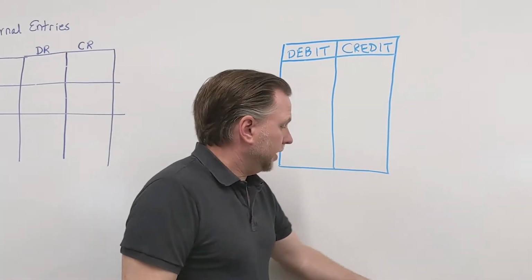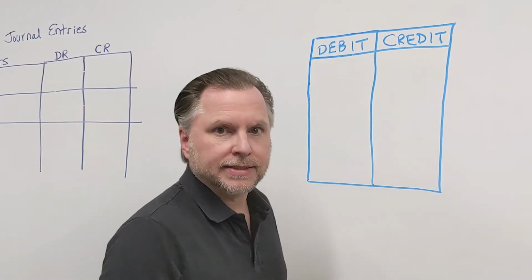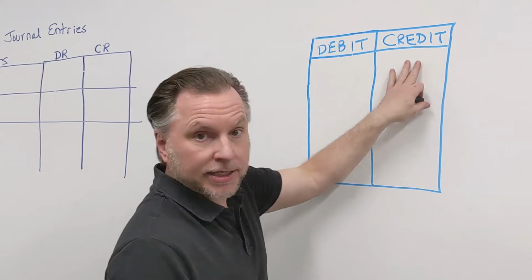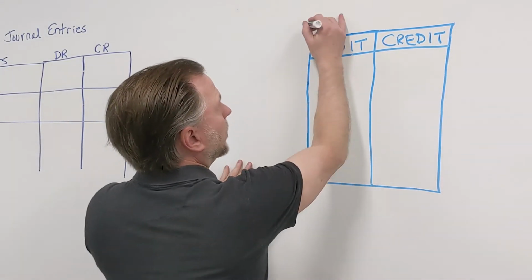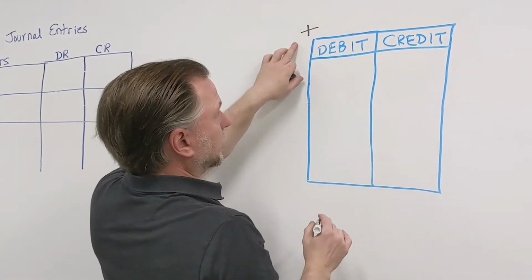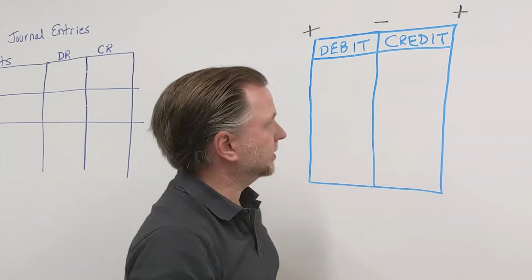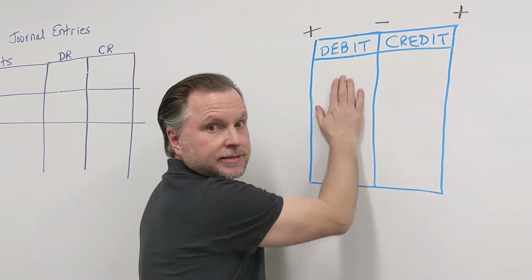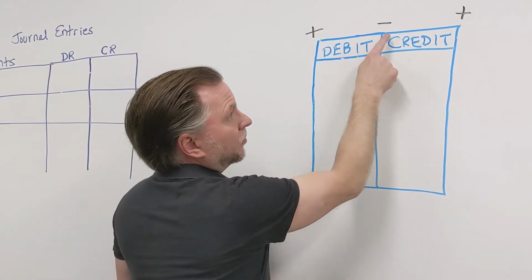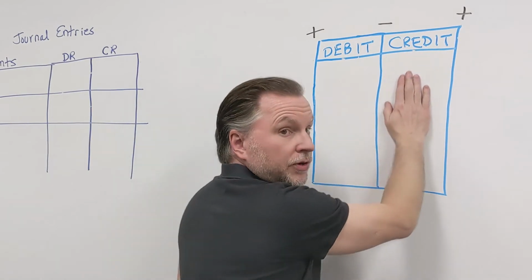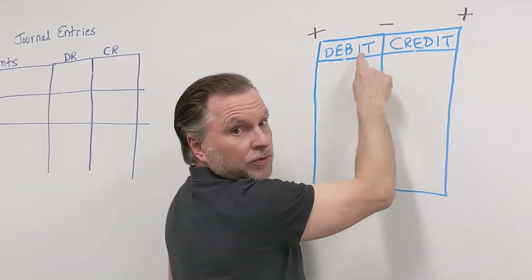So let's go over to our chart on debits and credits. First off, let's set the chart up. We've got debits on this side, credits on this side, just like you would see in an accounting journal entry. But what we're going to do for your understanding is put a plus, a minus, and a plus, and we're going to read it like this. Accounts that are in this debit category are going to go up with a debit and down with a credit. Anything we put in this credit side is going to go up with a credit and down with a debit.